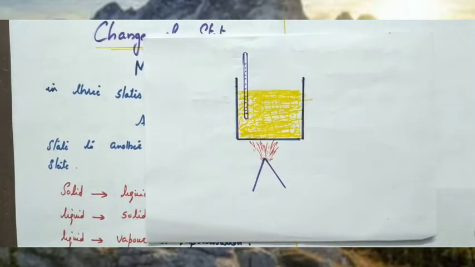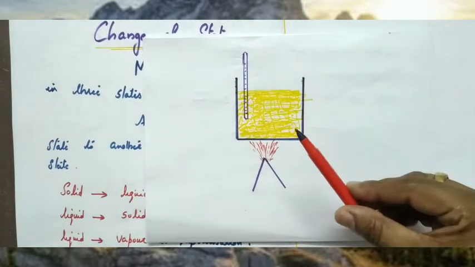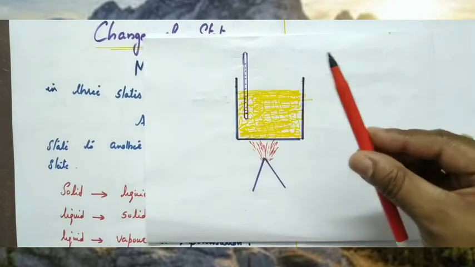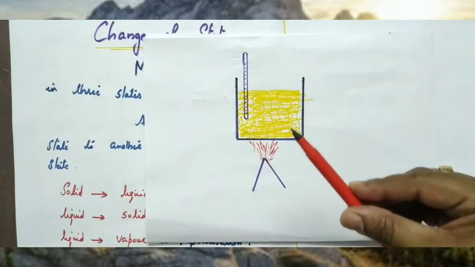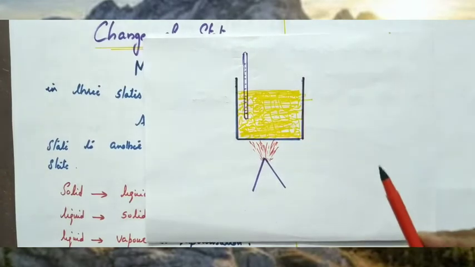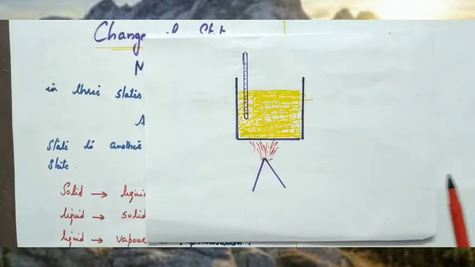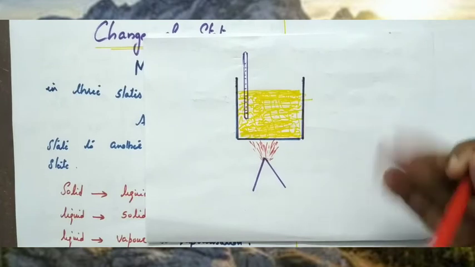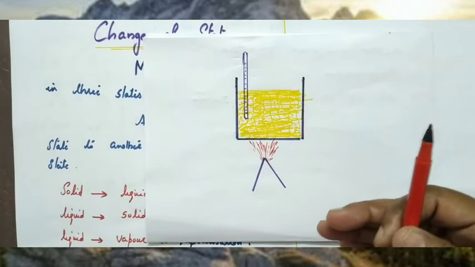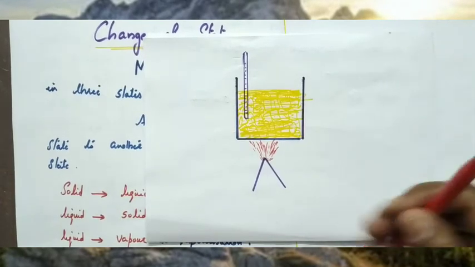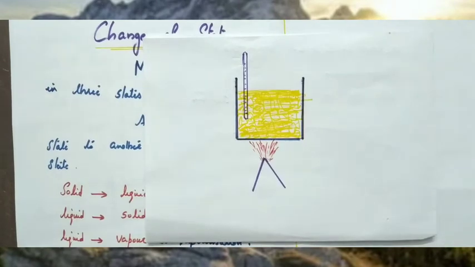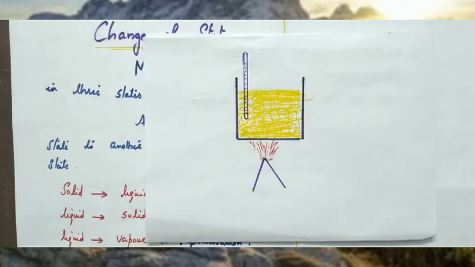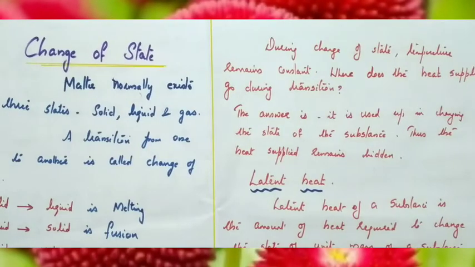That shows the heat supplied is used for change of state from liquid state to which state? Vapor state. Okay, liquid state to vapor. So during the change of state, there is no change in temperature. When the whole amount of ice gets converted to water and the whole amount of water gets converted to vapor, the temperature remains steady. So this shows that during change of state, there is no change in temperature. Thus, during change of state, temperature remains constant.